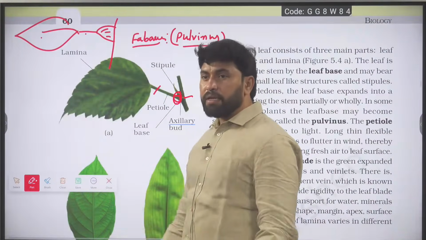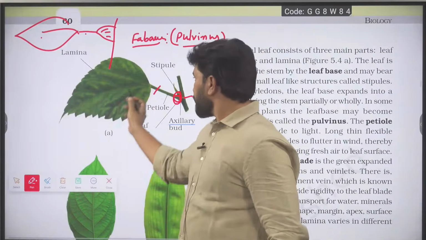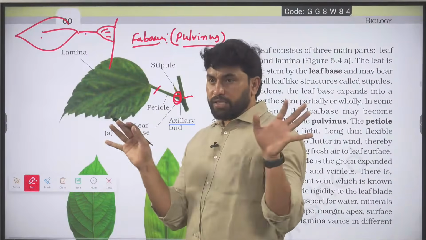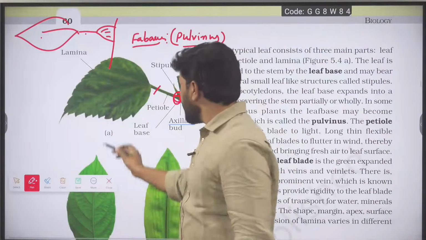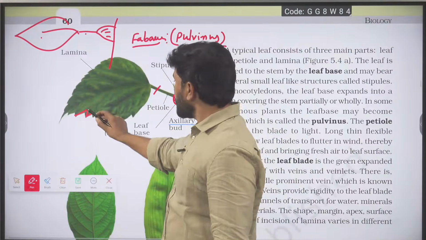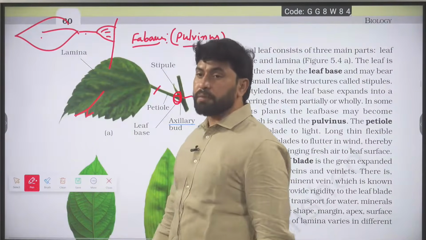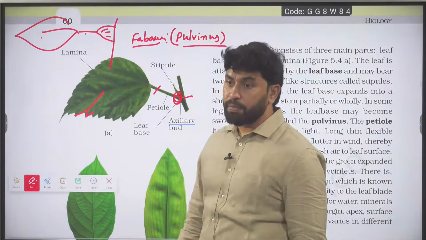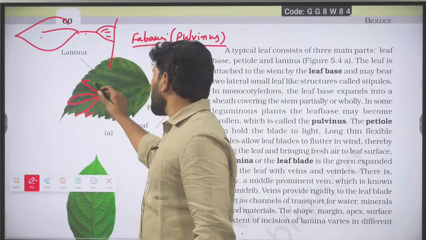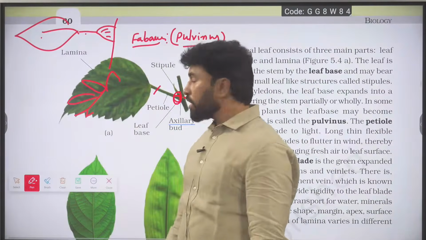Lamina: if the lamina is complete, with no incisions, or even if incisions are present, incision meaning internal cuts, as long as the incision does not touch the midrib, such a leaf is called a simple leaf. If the lamina is divided into individual parts, such a leaf is called a compound leaf.